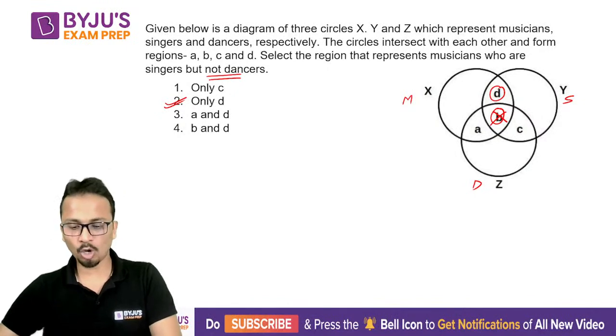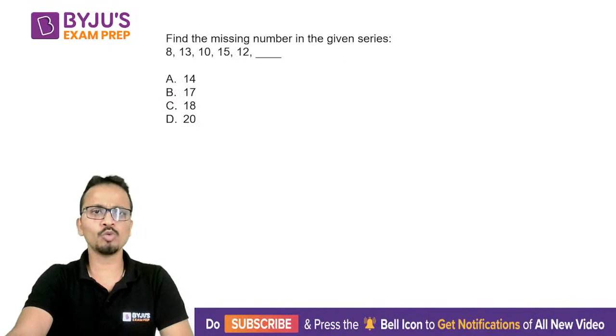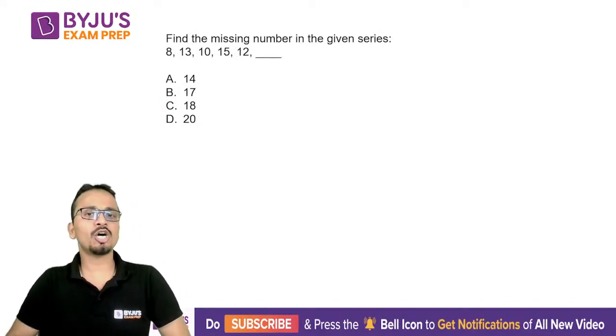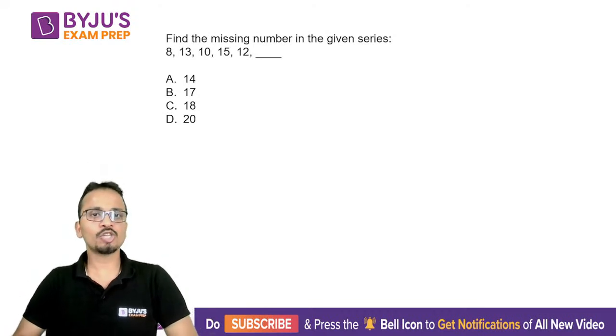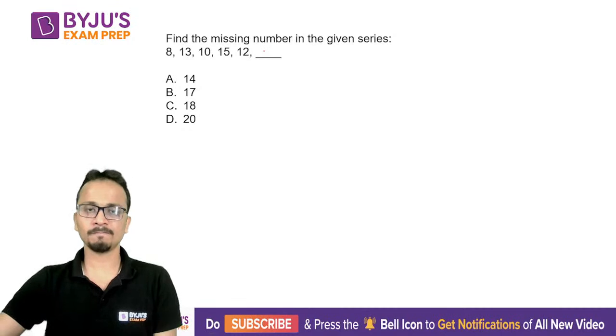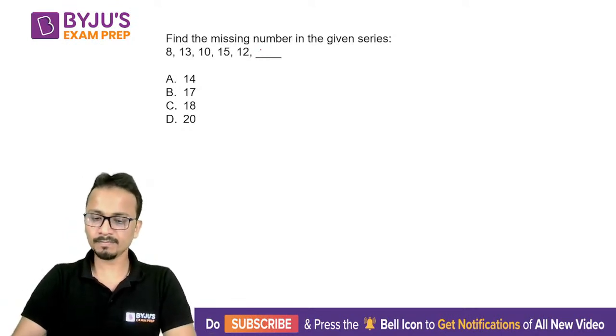So yes, all of you are absolutely correct. So that was a simple one. Let's move on to the next question. And now some of the questions which are based on number series. So let's solve these questions very quickly. So find the missing number in the given series. So tell me what number will complete this series.